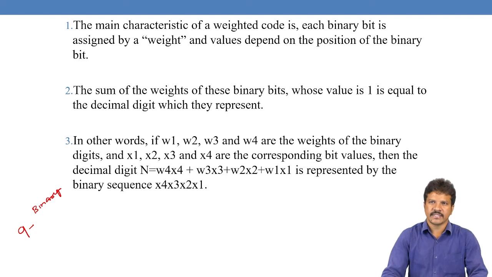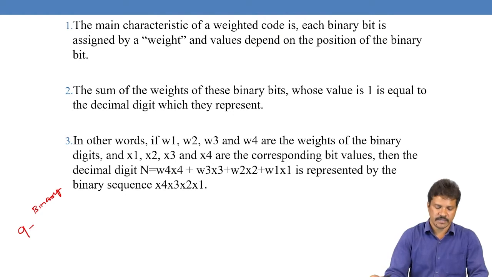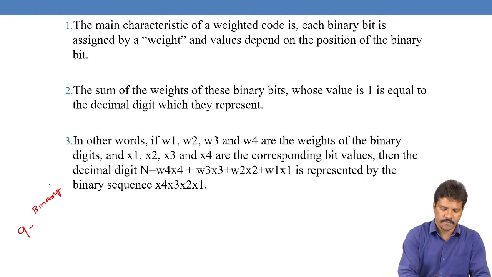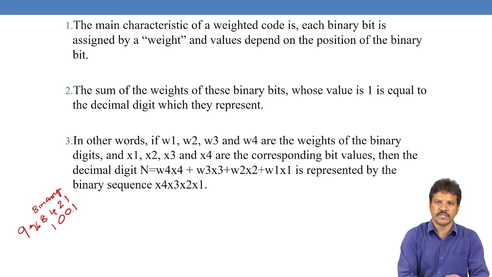The main characteristic of a weighted code is that each binary bit is assigned a weight. Let us take the binary representation of 9. 1, 2, 4, 8 are the code weights. So we have 9 means 8 plus 1, and the remaining will be 0.